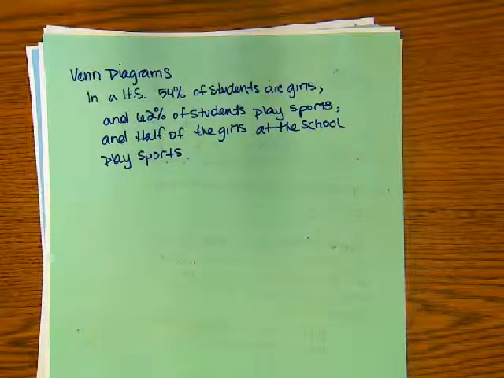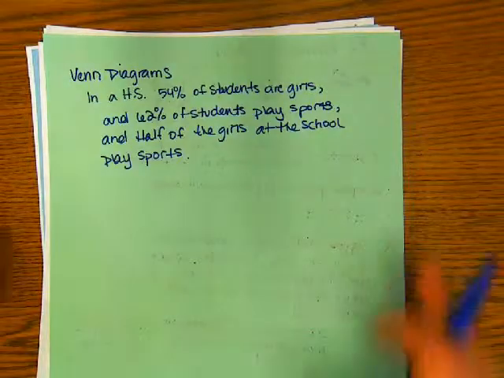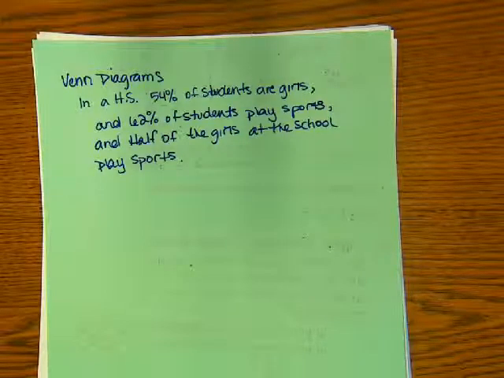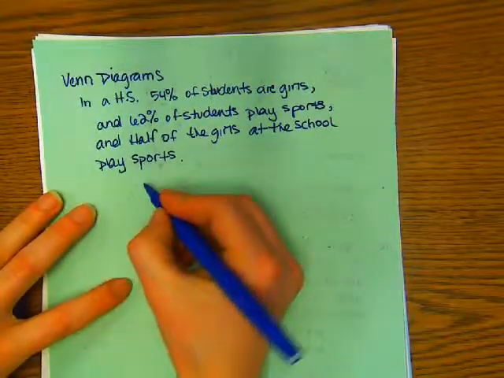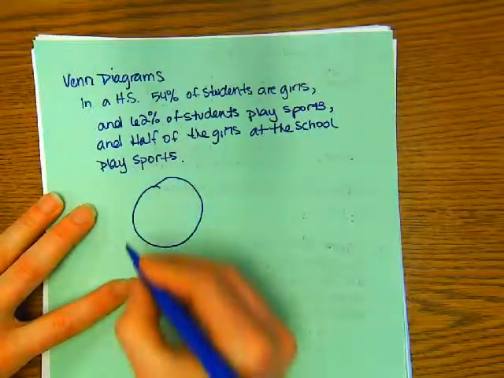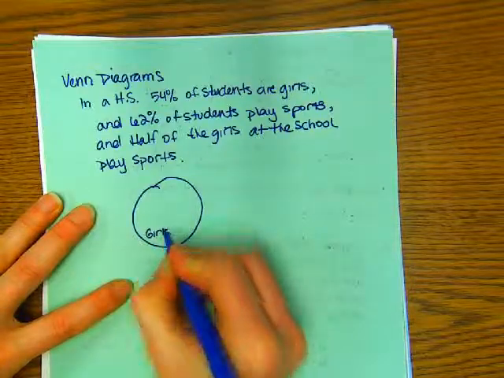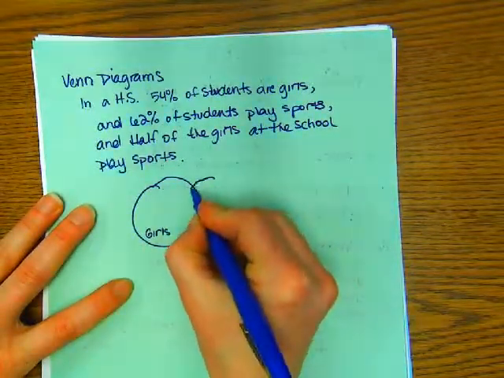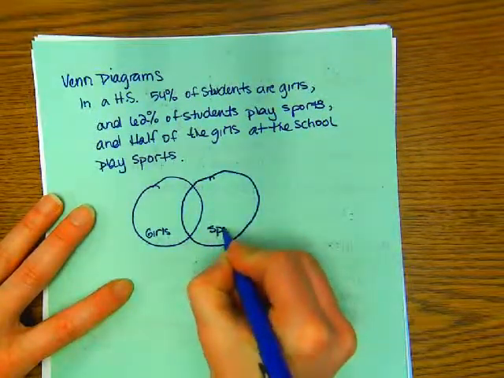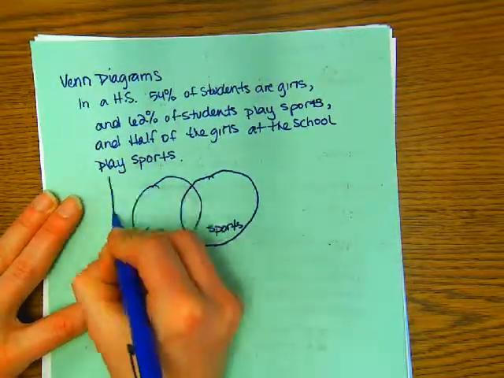Okay, so the two categories that I'm comparing here, that doesn't mean that those are the only two categories. The two categories that I've given you information about are what though? Girls and the percent of students who play sports. So I'm going to do one circle over here, and this is the girls. And then I'm going to do another circle over here. They're going to overlap, and this is the students in the school who play sports. And then I'm going to put a rectangle around that.